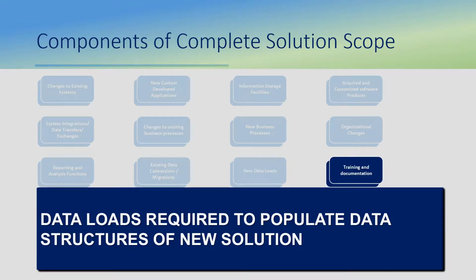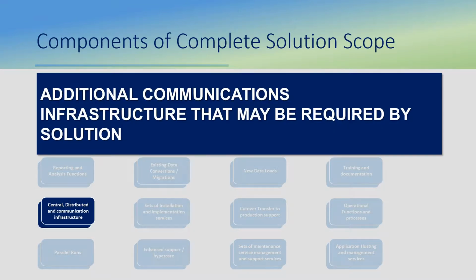Training and documentation. Internal users and external partner and service provider users may need to be trained in the operation and use of the solution and its business processes. Training documentation and other material may be required. Central, distributed, and communications infrastructure. The solution may require additional communication infrastructure. For example, to enable external access to mobile users from within the organization or to the external users or service providers, or to access external hosted components. It may also require such infrastructure for new locations to be defined as part of the solution.